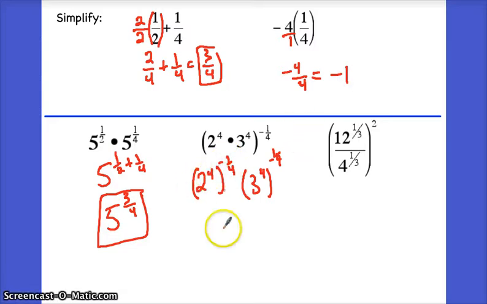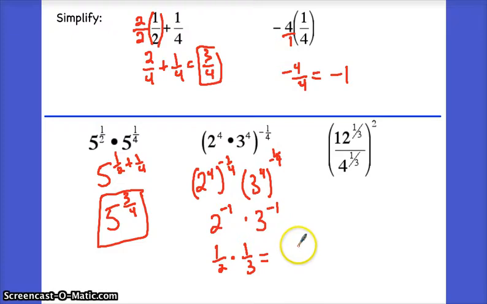So 2 to the 4th to the negative 4 is really 2 to the negative 1st times 3 to the 4 to the negative 4, 3 also to the negative 1, which makes this a 1/2 times a 1/3. And again, if you're multiplying your fractions, 1 on the top, 2 times 3 is 6 on the bottom, and your answer is a 1/6.